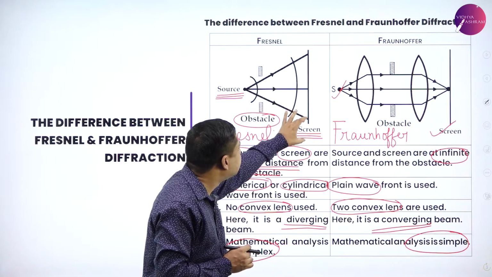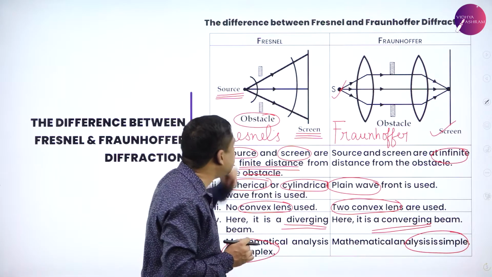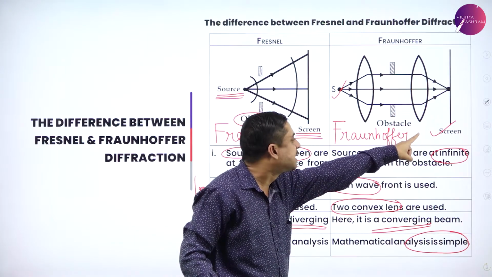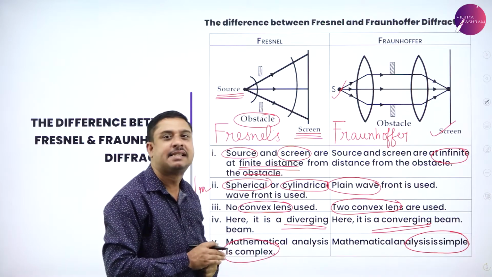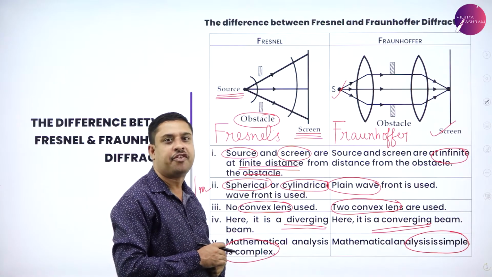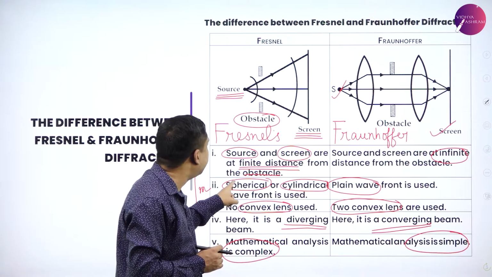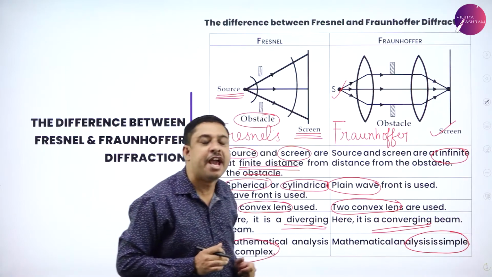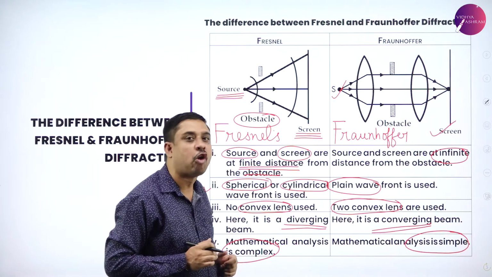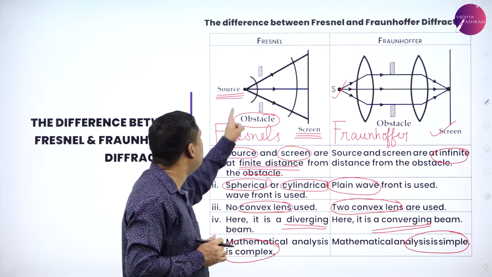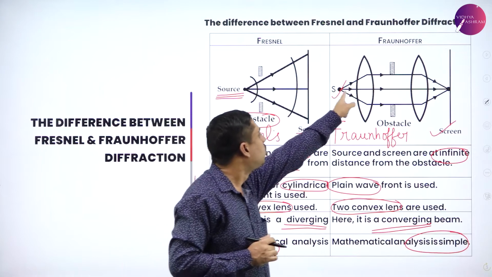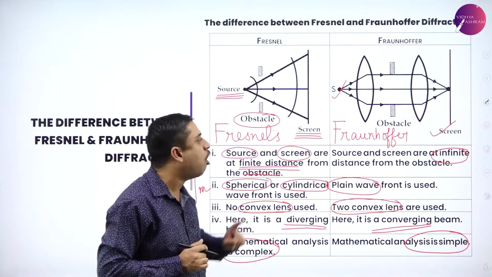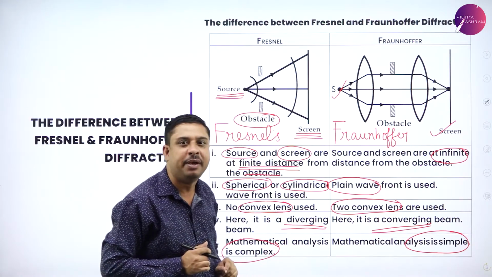Source and screen, finite distance from the obstacle. Source and screen, infinite distance in the case of Fraunhofer. Spherical or cylindrical wavefront here. Plane wavefront in the case of Fraunhofer. No convex lens. 2 convex lenses are used. Diverging beam of light, converging beam of light.